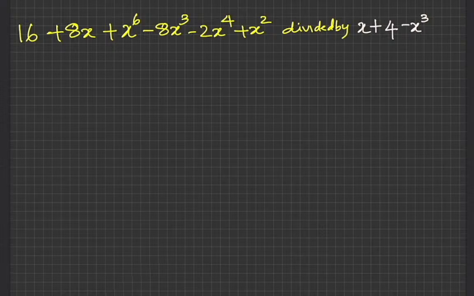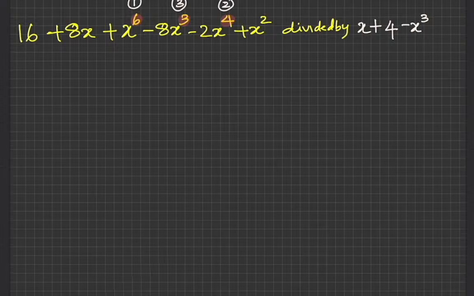So here I have x to the power 6. So I'm going to take a descending order. This will be my first term. And then I have x to the power 4. So this will be my second term. And then I have x to the power 3. So this will be my third term. Remember, I don't have the x to the power 5 term. I don't have it, right?